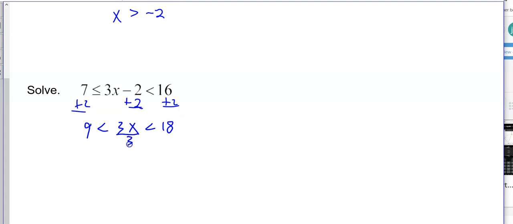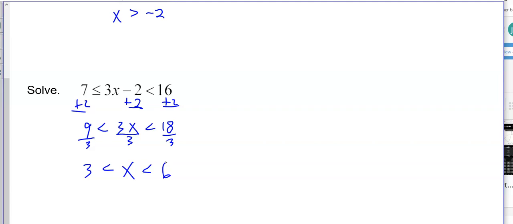Then I'm going to divide each part by 3. And this is 3 less than x less than 6. So x is in between 3 and 6. You've seen that notation before. I'm not sure if you solved equations in that form.